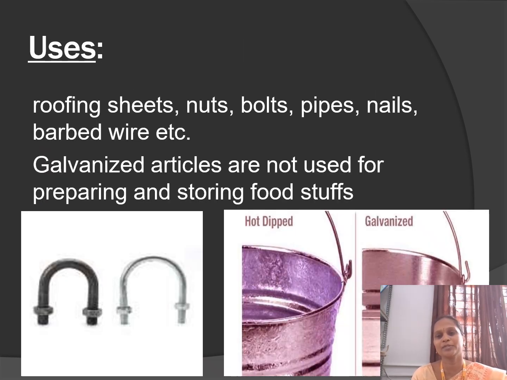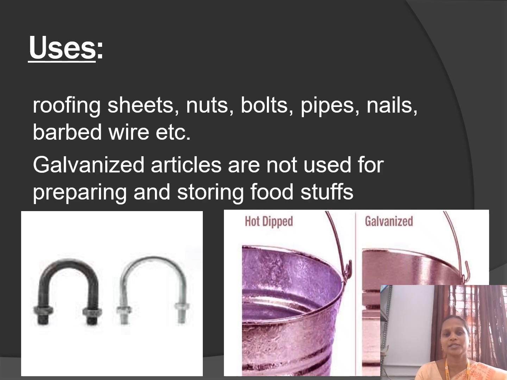You can see examples here. In these two pictures, the hot dipped process of zinc on iron is shown, and finally the galvanized article is obtained. This is one example. And again you can see the difference in these two pictures: one is before galvanization and one is after galvanization. We usually use the galvanization process for roofing sheets, nuts, bolts, pipes, nails, barbed wire and similar articles.